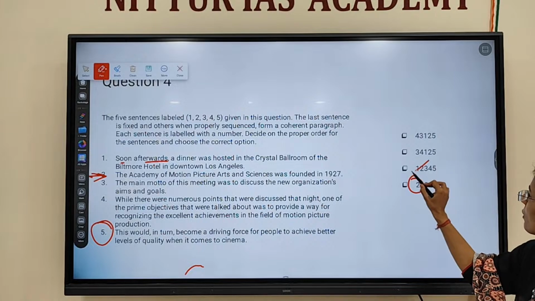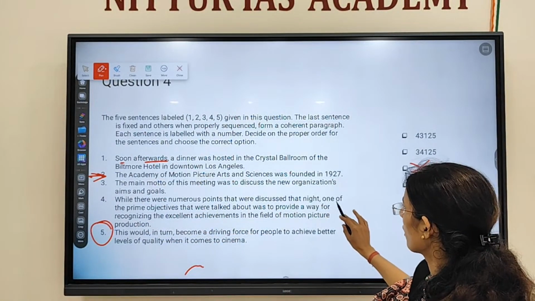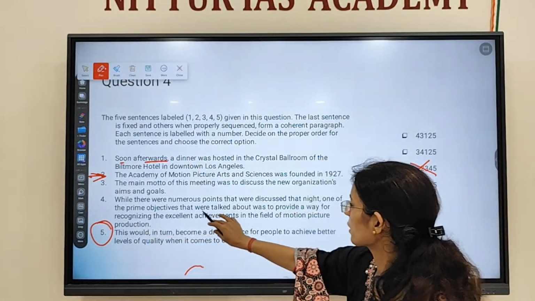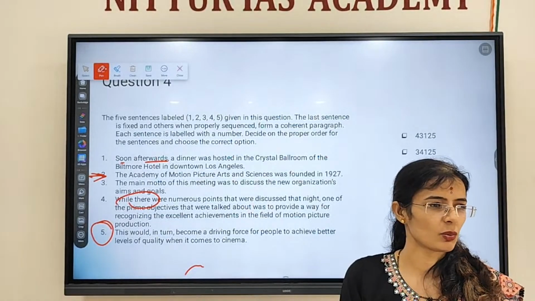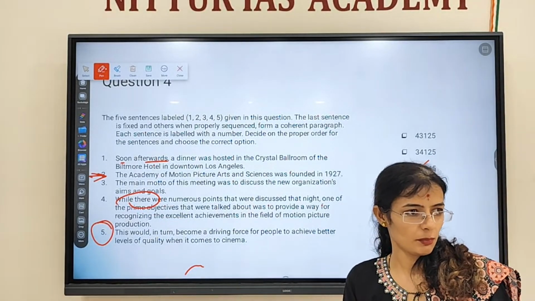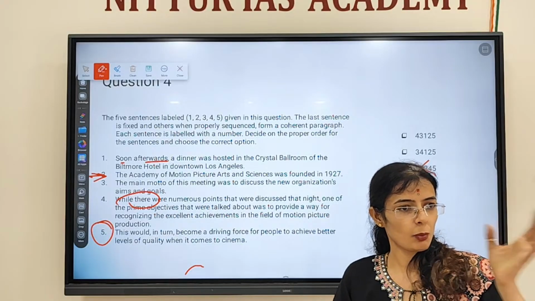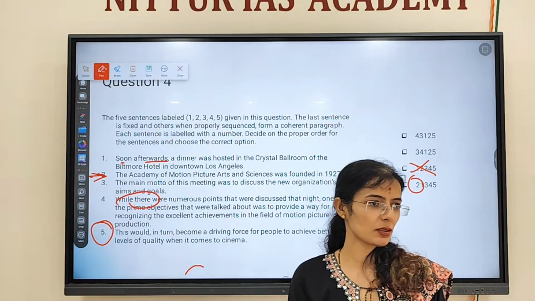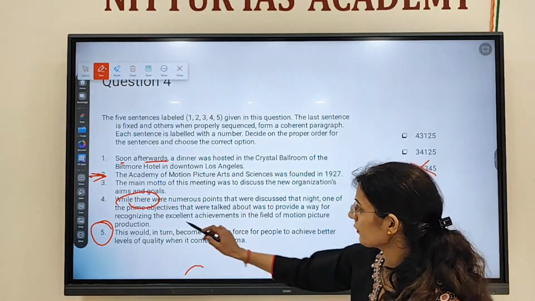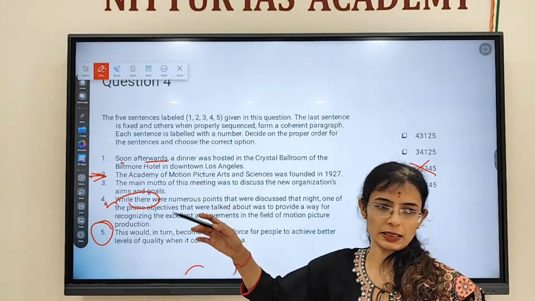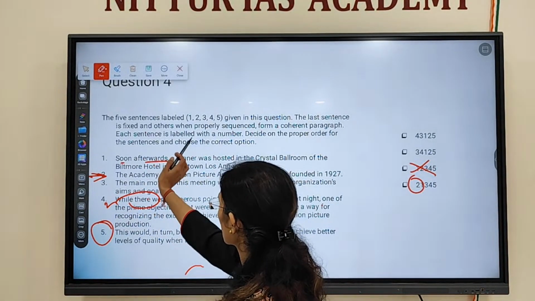Agreed? Eliminate. While there were numerous points that were discussed that night, one of the prime objectives, while there were, do you think this could be an introduction? While there was also this. But something has to be there, not to say that okay, dinner party was hosted. While there was a lot of discussion around politics in the dinner party, people also spoke about educational advancement, right? So this could probably be a second or third sentence, depending on its usage, but it cannot be the first sentence. Soon afterwards cannot be.